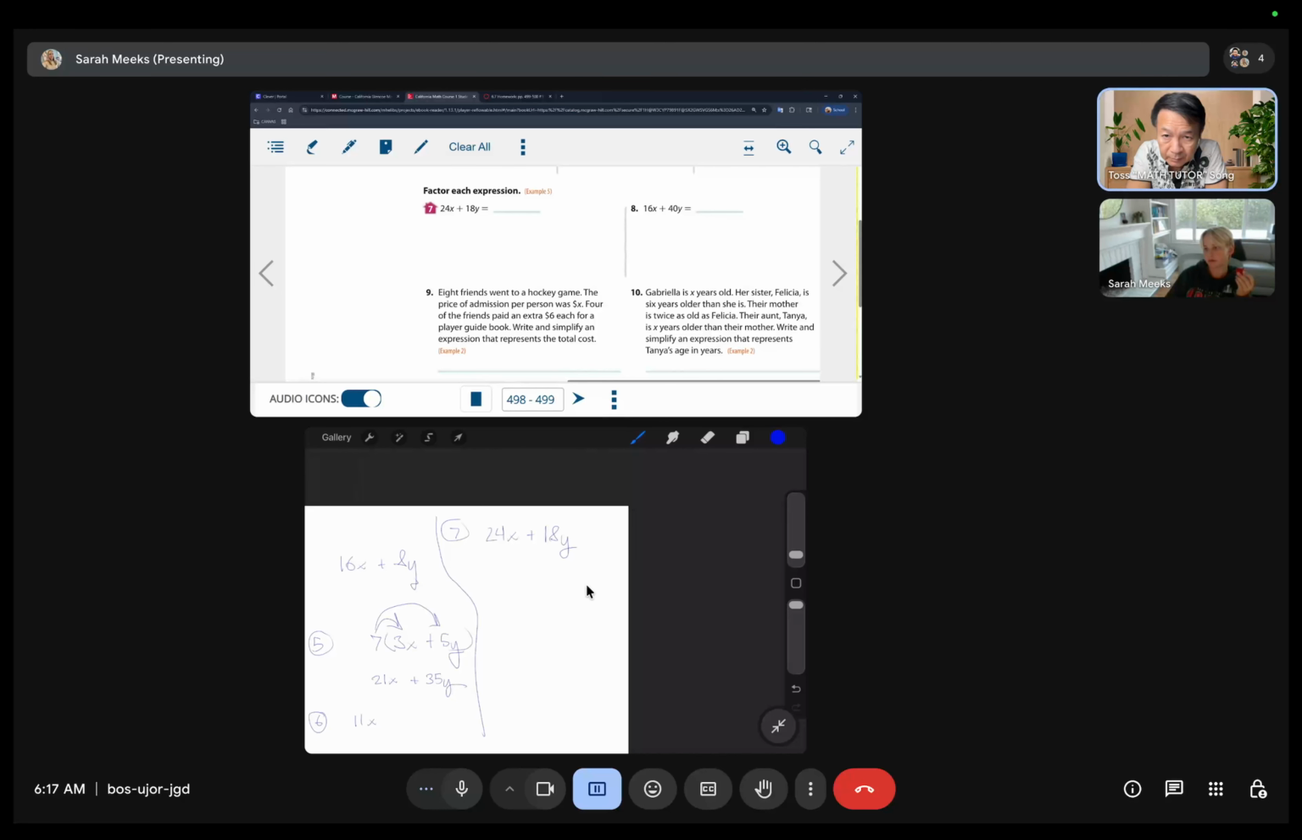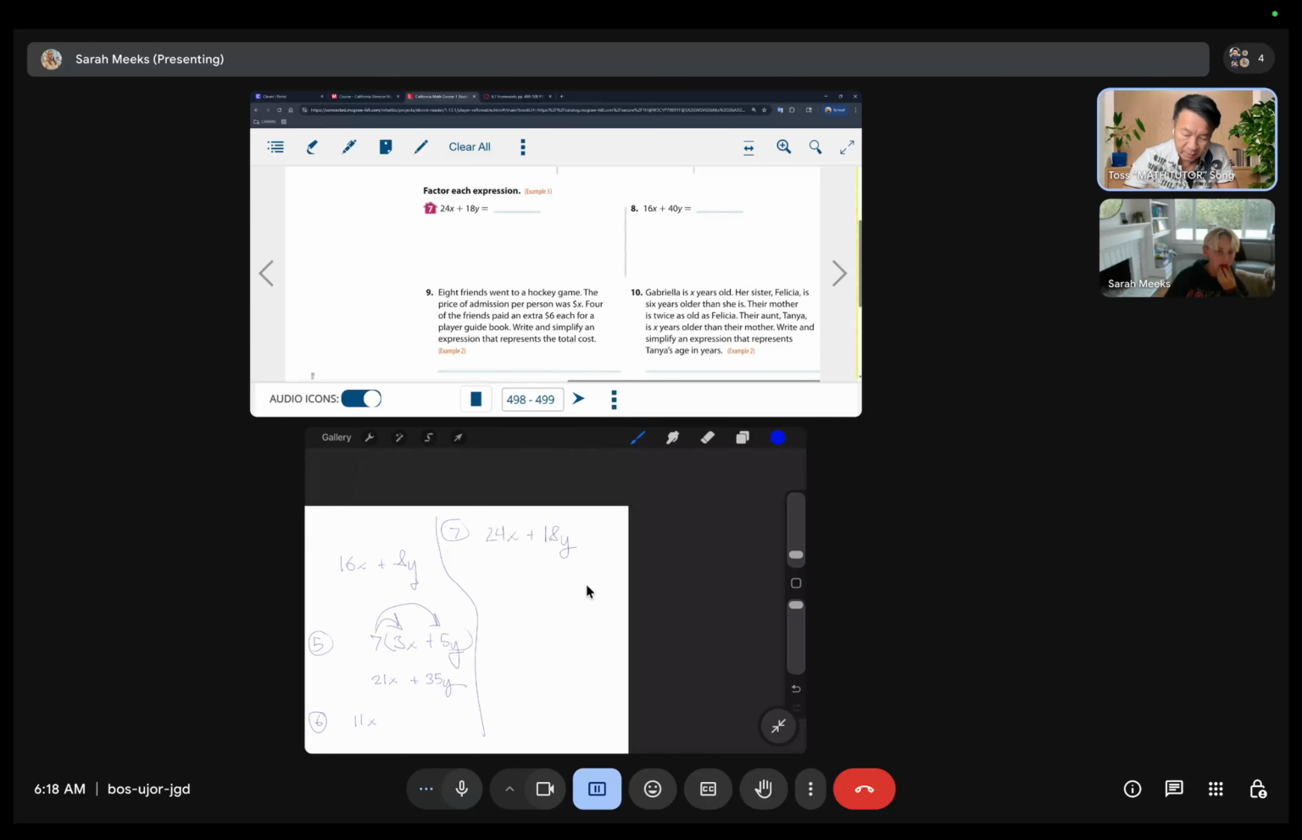Is it 2? 2 is a common factor, but not the greatest common factor. 3? 3, almost. There's more. There's a bigger one than 3.